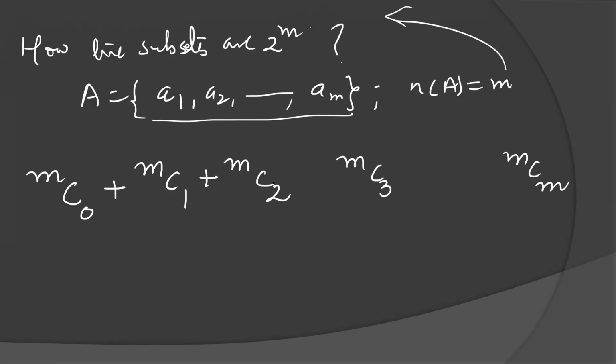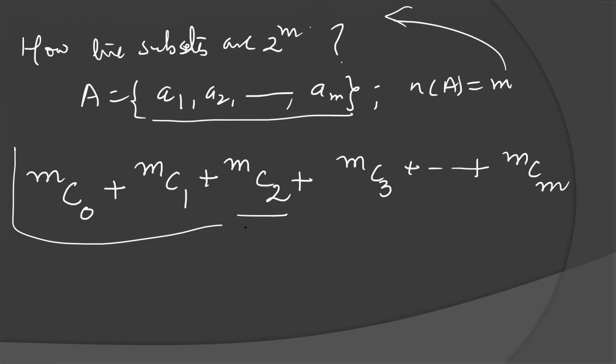Now the problem is why I am adding here. Why can we not multiply? Because when you are taking a pair of elements, you are not taking a collection of 3 elements at the same time. The events are mutually exclusive. So the selection is mutually exclusive, and we have to add.